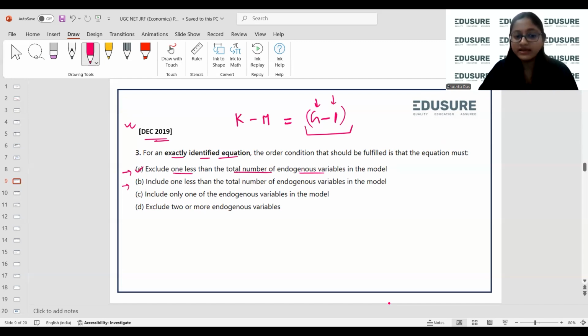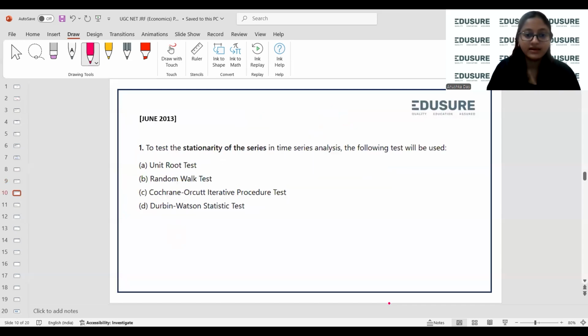Let's see the next options. Include 1 less than the total number of endogenous variables. That is not true because we are subtracting 1 here. Option C, include only one of the endogenous variables in the model. That is also not true. We have seen the process earlier. And option D, exclude 2 or more endogenous variables. That is also not true. So here the right answer will be option number A. For an exactly identified equation, you have to exclude one less than the total number of endogenous variables in your model. Right? I hope this is clear.